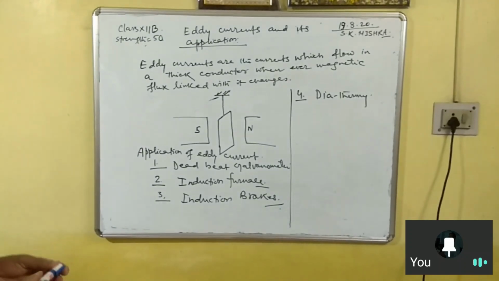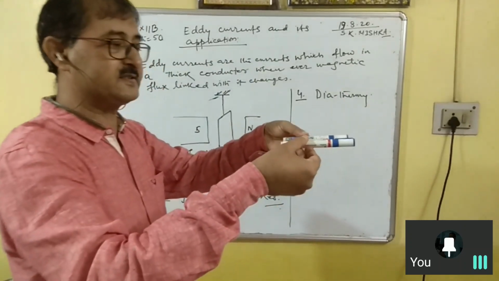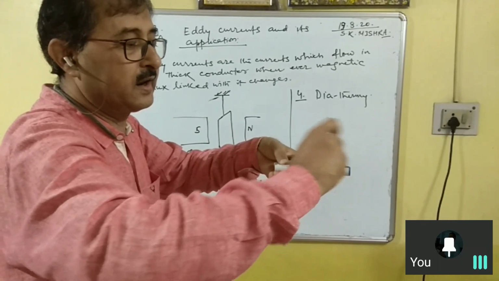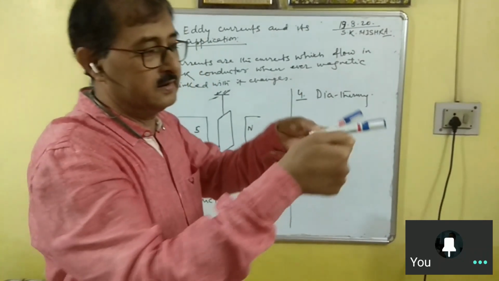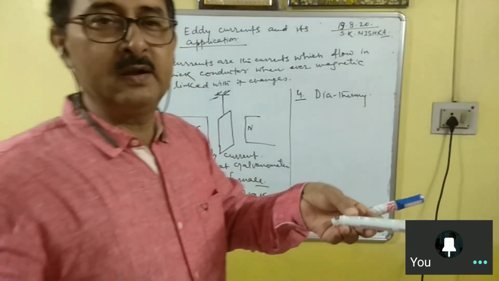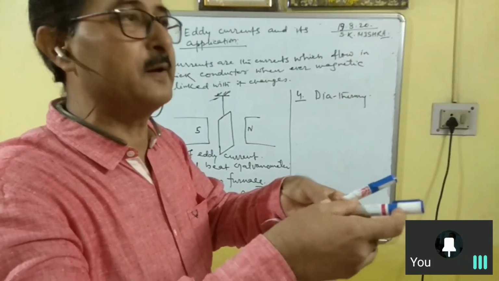Induction brake. Suppose you have two rails, and a wheel keeps on moving over the rail. Now, if electromagnets are provided here and varying current is passed, because of that electromagnet, suppose a magnetic field is there.